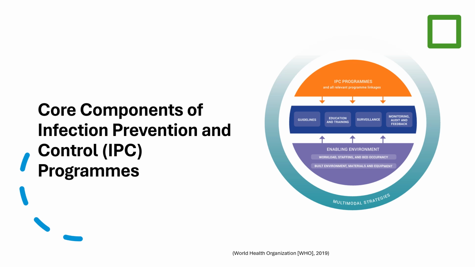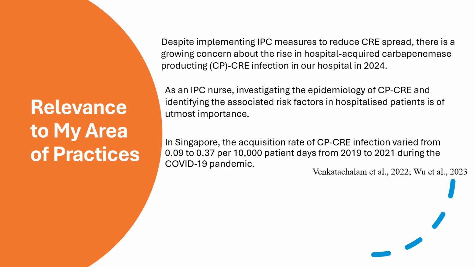In order to prevent and control CRE, it's essential to establish a functional and effective IPC program at both the national and acute healthcare facility level. In 2016, the World Health Organization published guidelines that outline the fundamental components, which include education and training, surveillance, monitoring, auditing, and feedback. How is this study relevant to my area of practice?